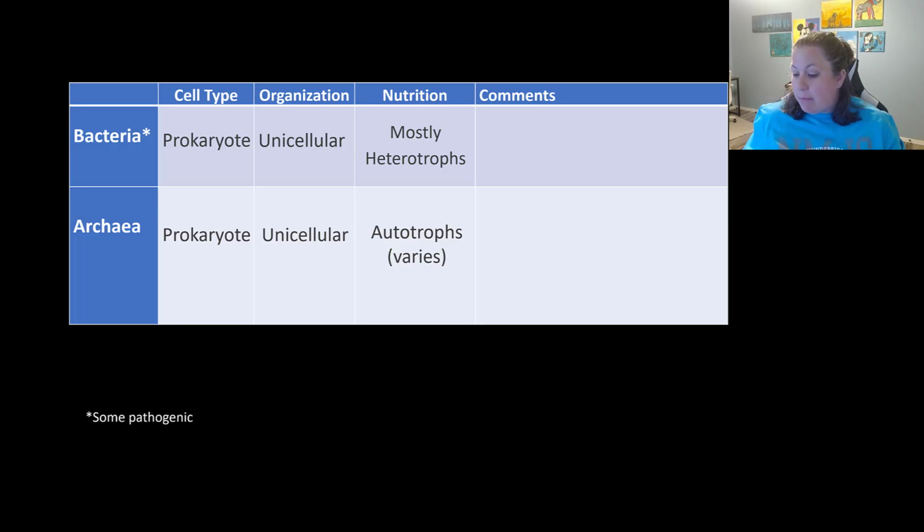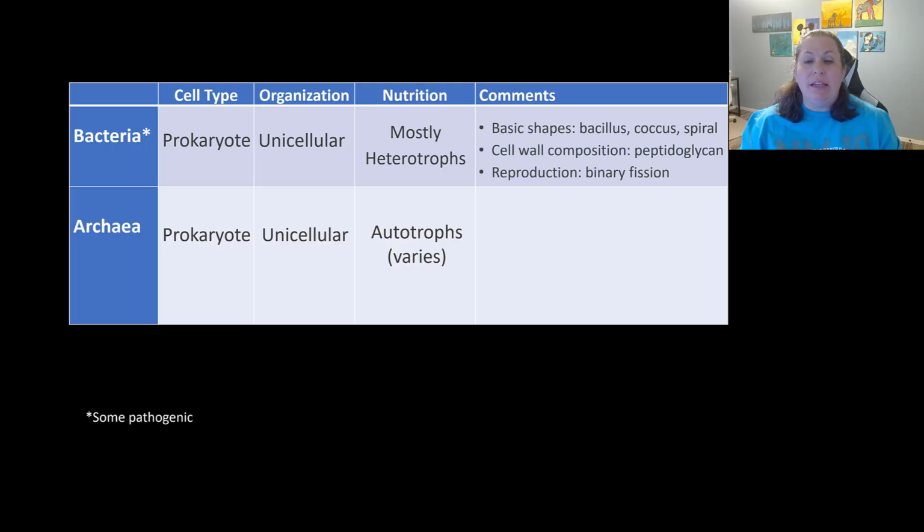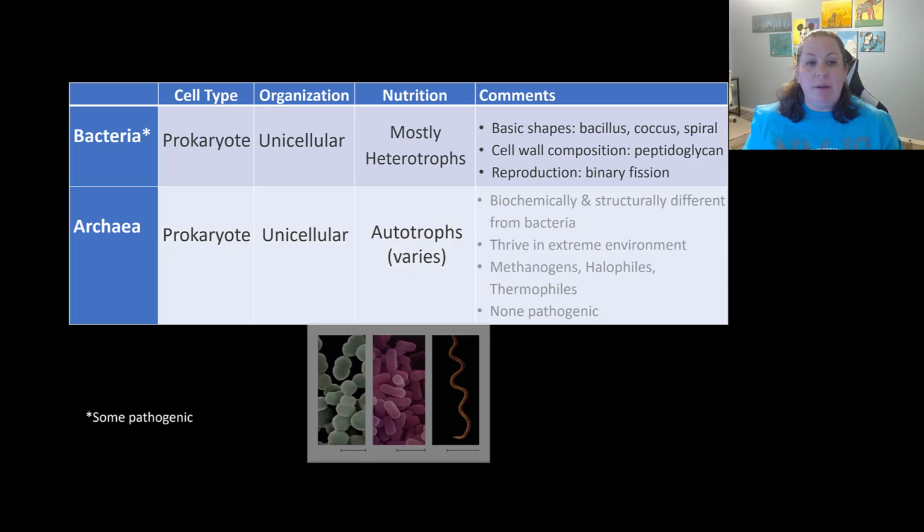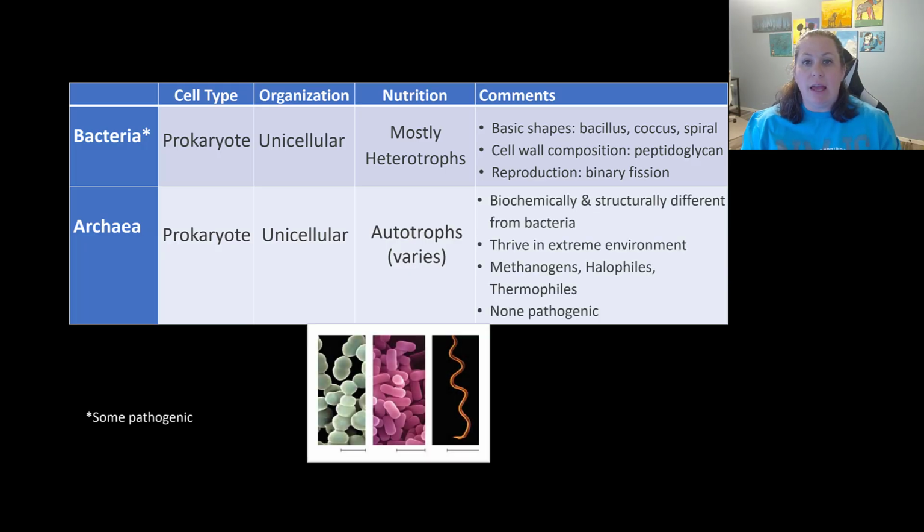So some comments about bacteria that we want to look into is that they do have some basic bacteria shapes. These are going to be things like bacillus, coccus, and spiral or spirillum, and you can see them here in the picture. They do have a cell wall made out of peptidoglycan. This is like a protein-sugar mixture, and they reproduce by something called binary fission. So binary means we're going to split into two, fission means split.